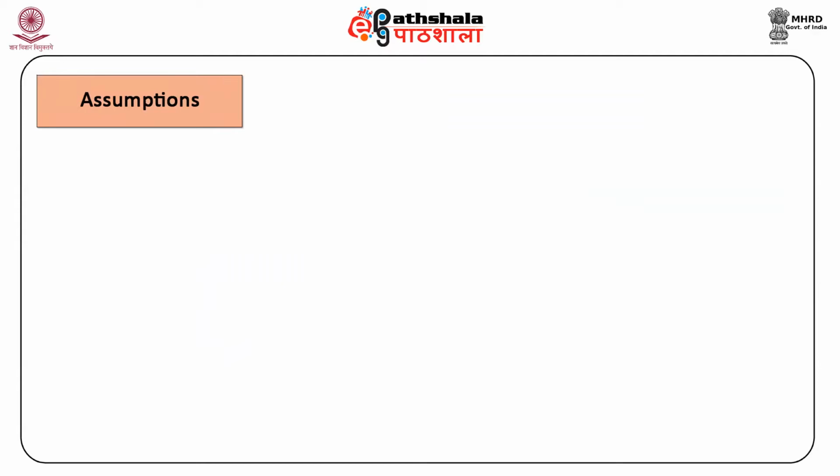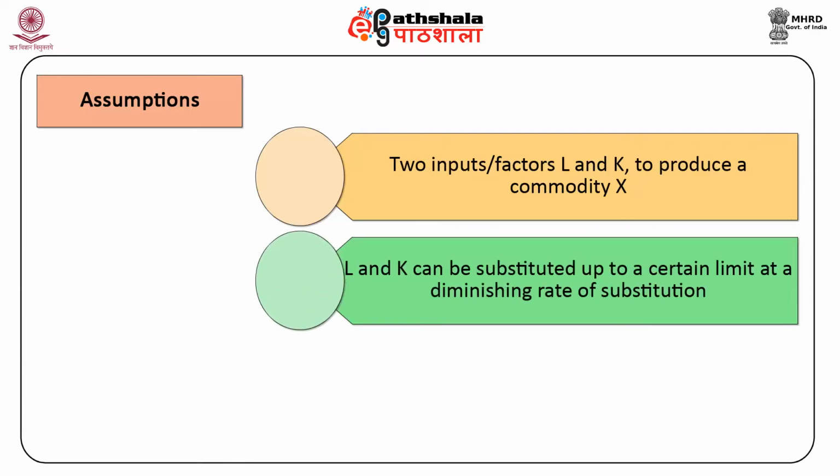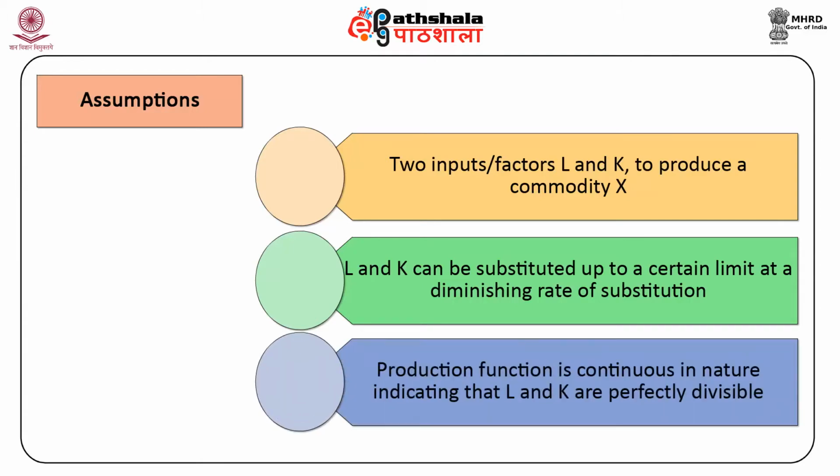The assumptions for deriving an isoquant are as follows. There are only two inputs or factors, that is labor and capital, to produce a commodity X. Labor and capital can be substituted for each other up to a certain limit at a diminishing rate of substitution. The production function is continuous in nature, indicating that both labor and capital are perfectly divisible and can be substituted in any small quantity.